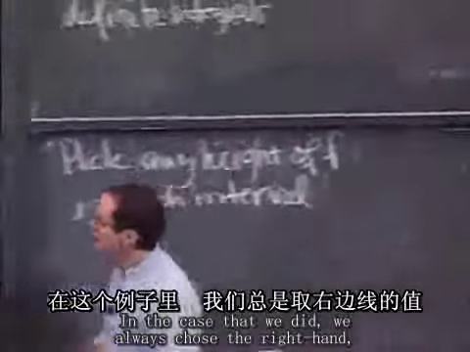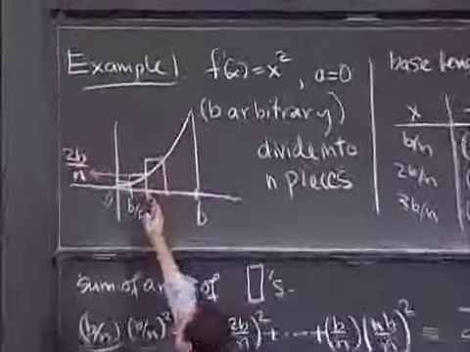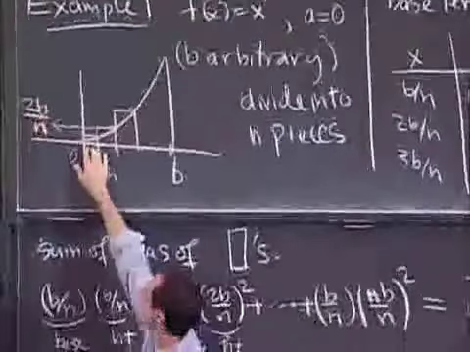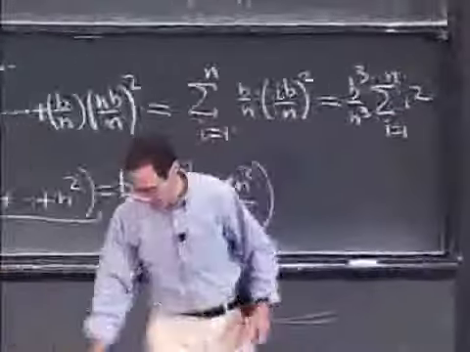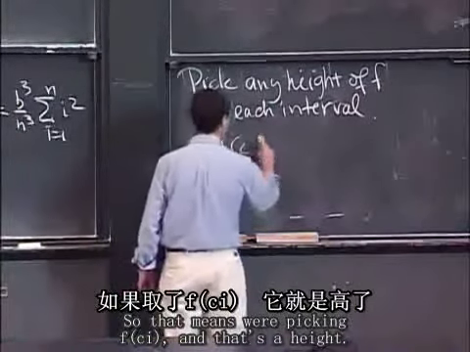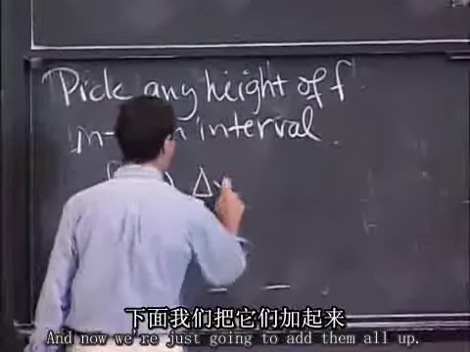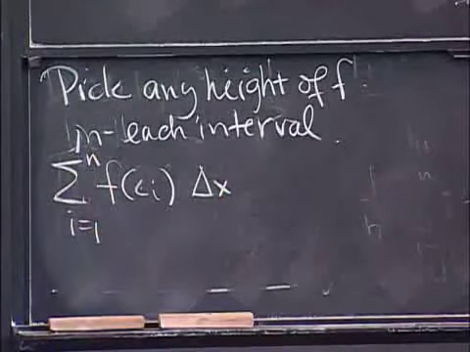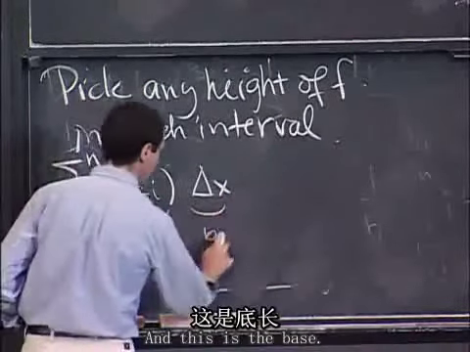In the case that we did, we always chose the right hand, the largest, which turned out to be the largest one, but I could have chosen some level in between, or even the left-hand end, which would have meant that the staircase would have been quite a bit lower. All right, so any of these staircases will work perfectly well. So that means we're picking f of Ci, and that's a height. And now we're just going to add them all up. And this is the sum of the areas of the rectangles, because this is the height and this is the base.